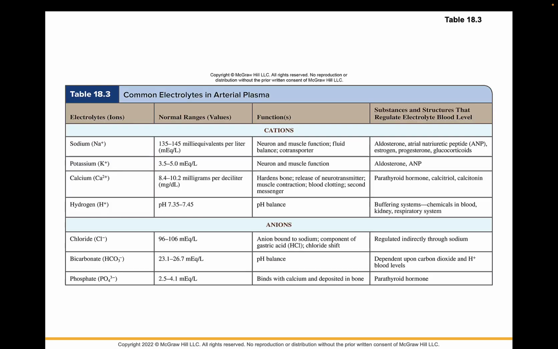Here are the typical electrolytes that we are going to find in arterial plasma. So sodium, potassium, calcium, and hydrogen. Those are really the biggies. And there'll be some other ions such as chloride, bicarbonate, and phosphate, which also will play important roles that will be addressed at a later date.